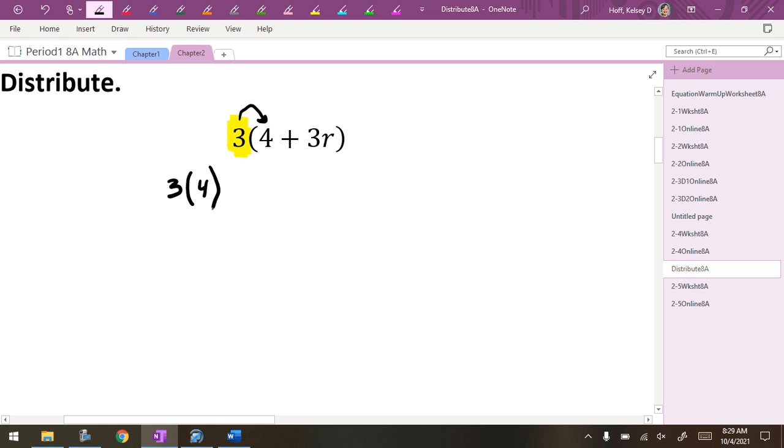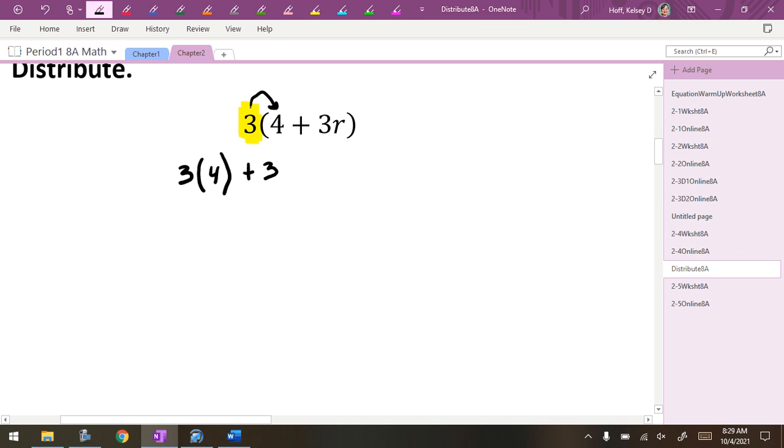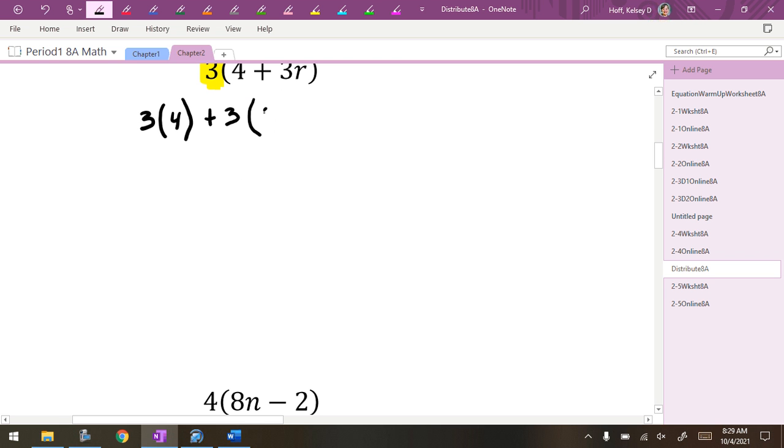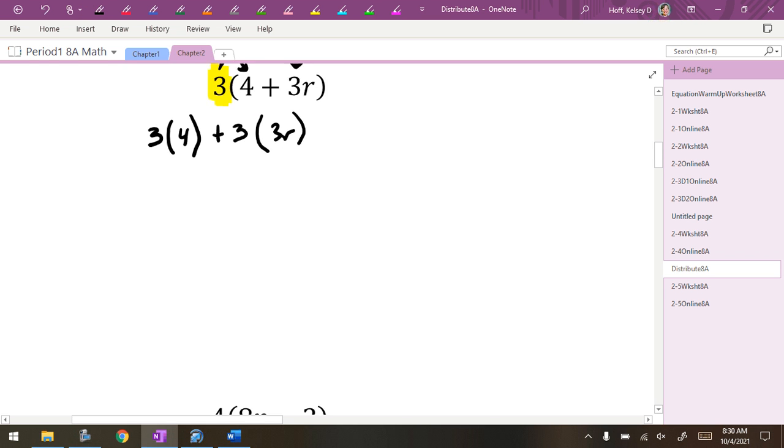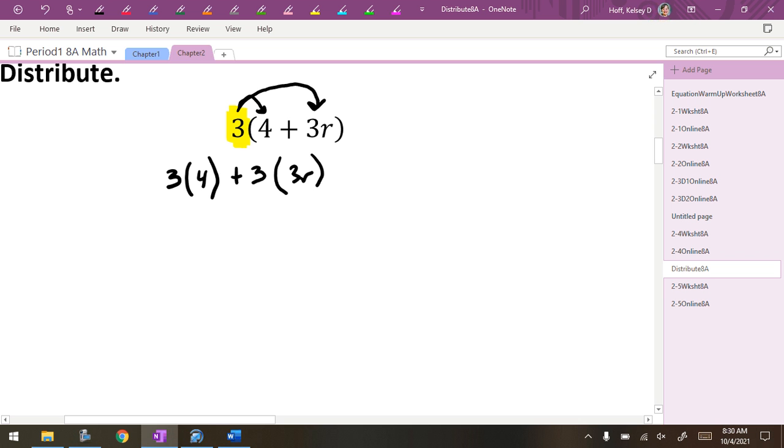Now, Addie told us it was a positive 3, so we write plus 3. And what else do we need to take 3 times? Careful. 3r. So in parentheses is 3r. And you have to write this out because it will help you keep track of your signs. Now, what is 3 times 4? 12.